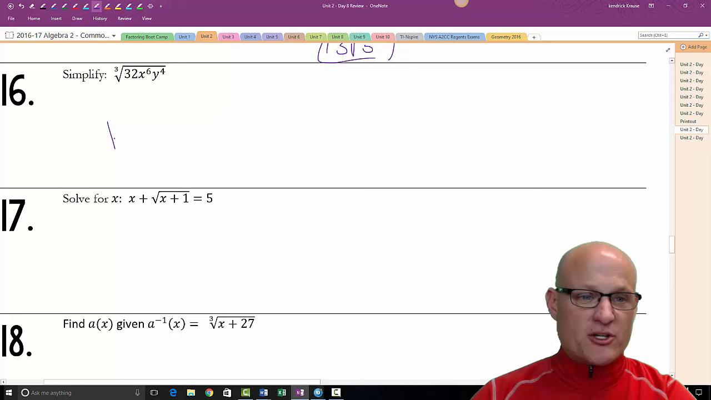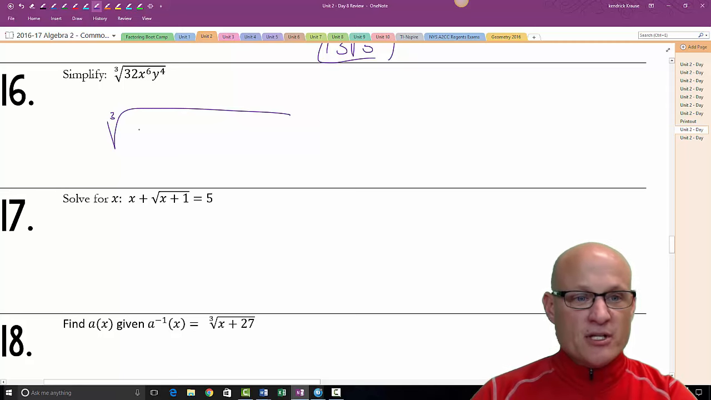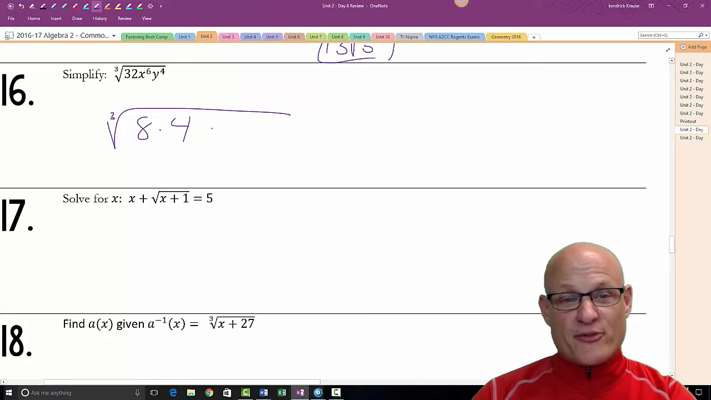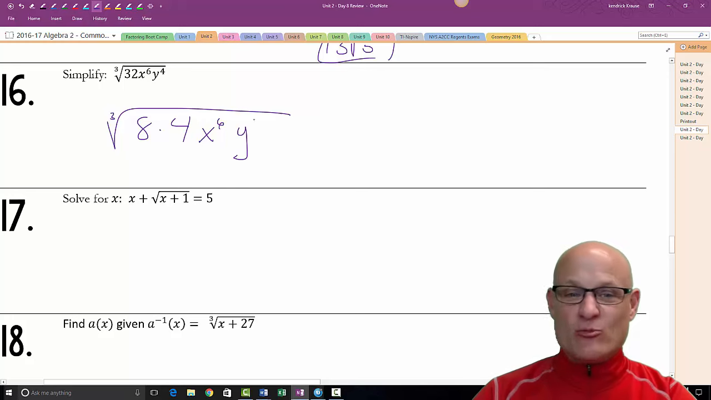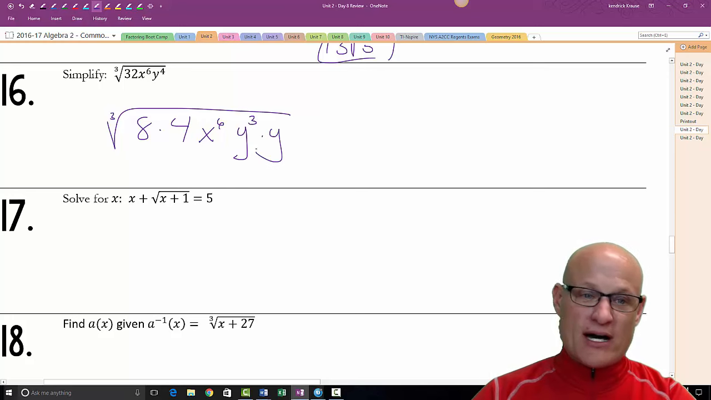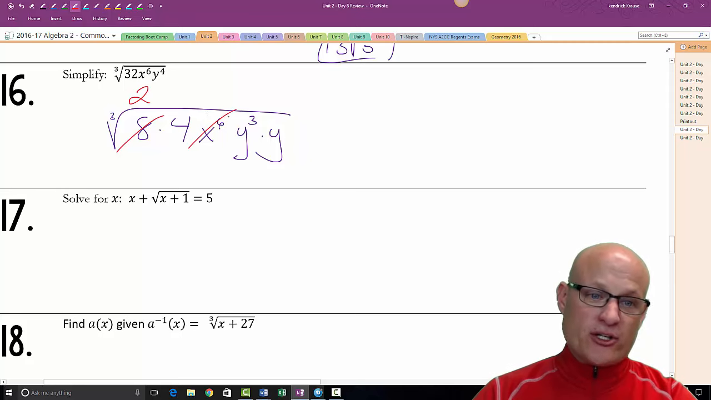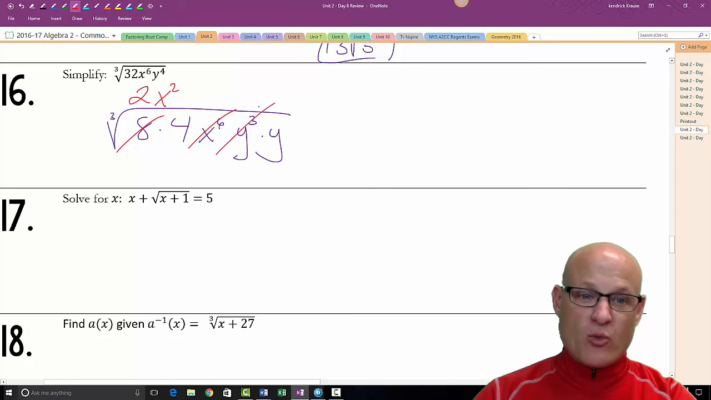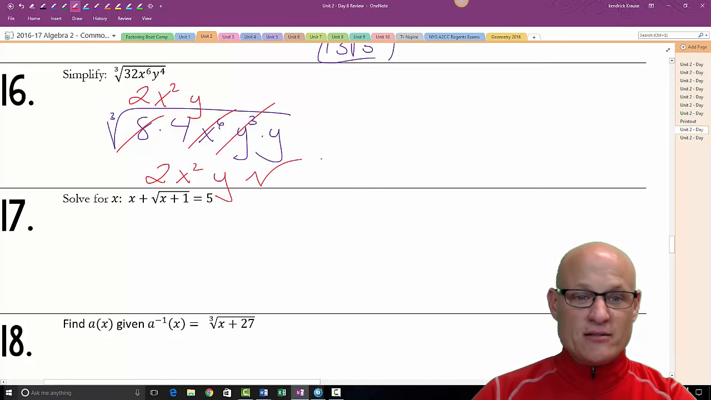Perfect cubes. We need a perfect cube that goes into 32. Let's see. How about 8 times 4? Now we're going to write it as groups of 3. x to the 6 is okay. y to the 4th is not. We need to write it as y cubed times y. Cube root of 8 is 2. The cube root of x to the 6 is x squared. The cube root of y cubed is y. So my answer is 2x squared y.